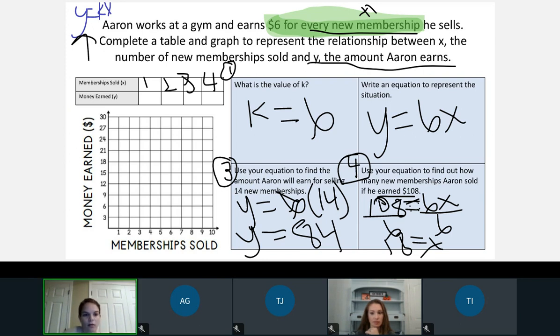Okay, so now this top number right here, 1, says when X is 1, what would my Y equal? If I sold 1 membership, how much money would I have earned? Good. If I sold 2 memberships, how much money would I have earned? Good. Do you see how? Yeah, exactly. So that's how we fill in our table. This is just the same thing we were doing down here for number 3. We're just plugging numbers in for X, and then we're solving for Y.